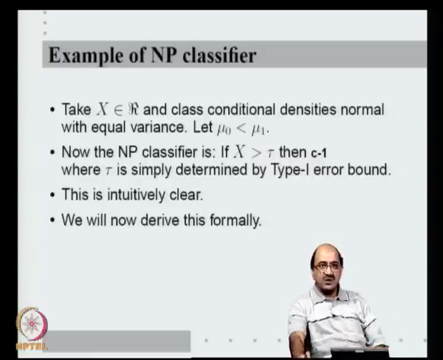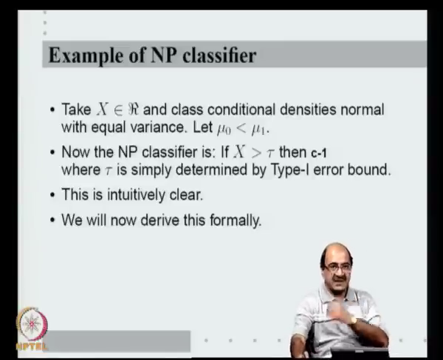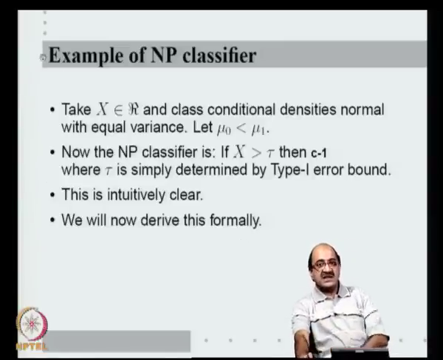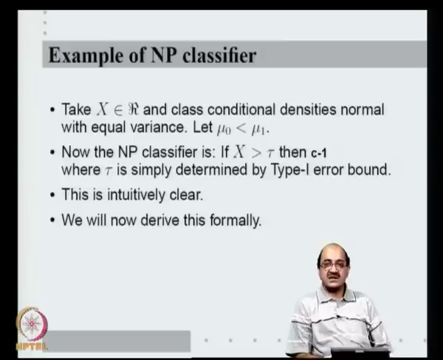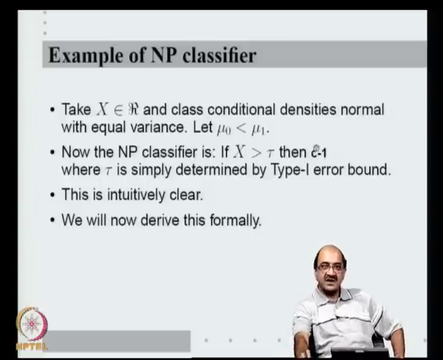So, let us quickly look at a simple example of the Neyman-Pearson classifier. Let us take a one dimensional feature space, normal class conditional densities with equal variance. I suppose by now, if you have been following all the lectures, you know that this is always the simplest case. A two class problem, one dimensional feature space, normal class conditional densities, equal variance. Okay. For concreteness, let us assume that mu0 is less than mu1. mu0 is the mean of class 0 and mu1 is the mean of class 1.